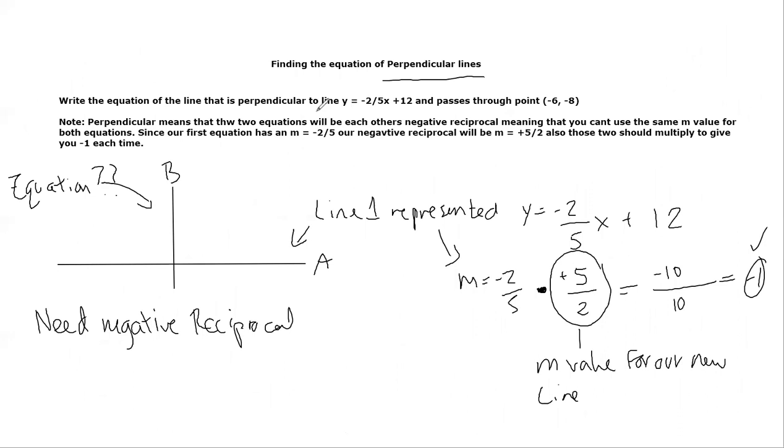Right here, the problem is asking us, can you write an equation of a line that is perpendicular to my line y = -2/5 x + 12 and passes through the point (-6, -8)? Okay, this is a different situation. This means that they're perpendicular.